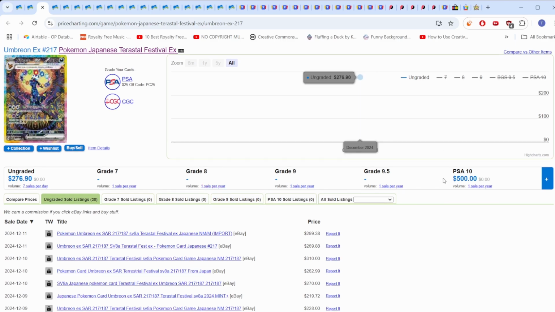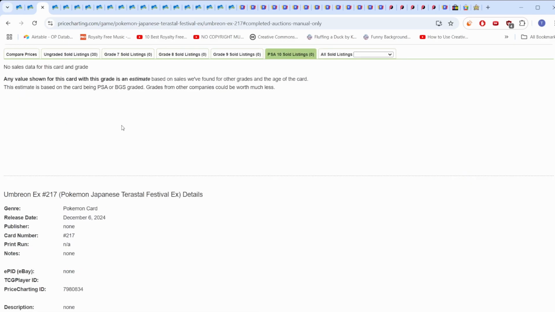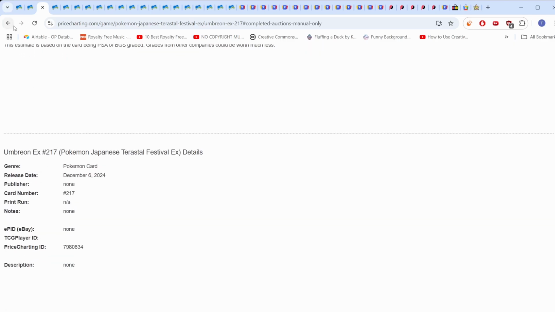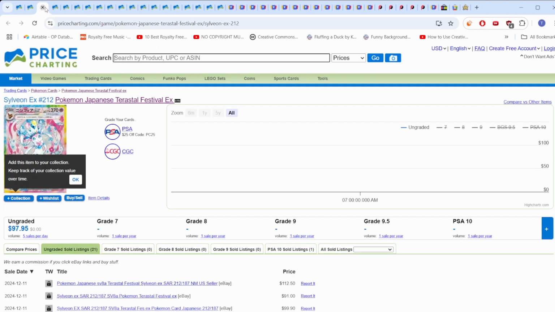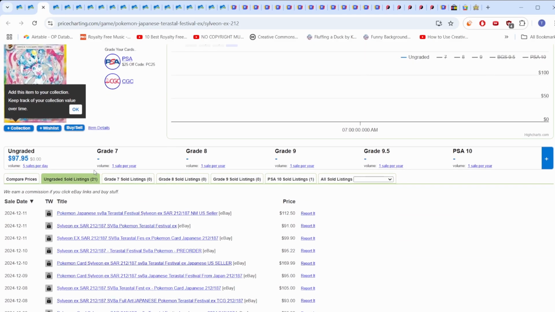And then PriceCharting also tells you PSA data. It doesn't have any data on that, but apparently it says that there was at least some PSA 10 around 500. So sometimes it's good to know the PSA 10 price, because if you want to be a grader, there are people who invest in that. You can look into that. That's the Umbreon, the Sylveon.